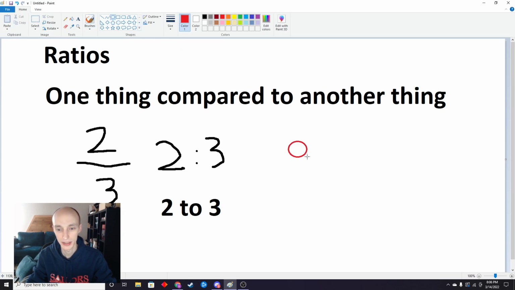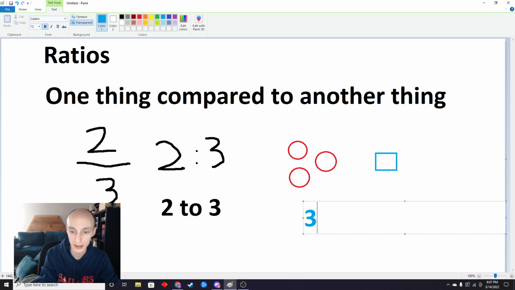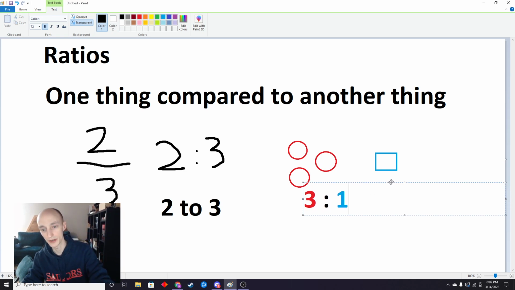Let's do some shapes. So I'm going to have a circle, and I'll have another circle. Let's go ahead and have 3 circles. And then let's do 1 square. Let's make it a blue square. Okay? So my ratio of circles to squares is 3 to 1 right here. Let's go ahead just to make it even more clear. All right, our 3 there is red, just like our circles. The ratio here is 3 to 1.